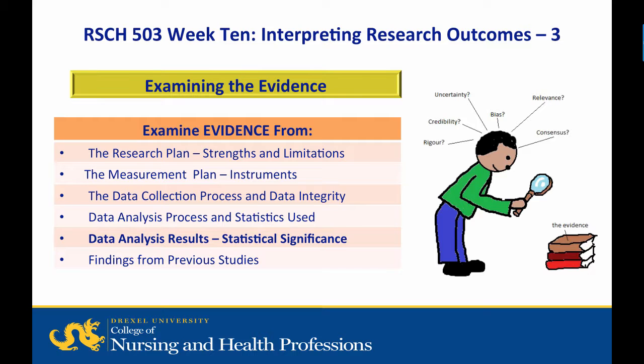The first step in interpretation is considering the evidence that supports or contradicts the validity of the study's findings related to the research purpose and objectives, questions, or hypotheses. The investigator must examine the evidence concerning the study's validity. What were the strengths and limitations of the research plan? Was the research plan logical? Was the measurement plan strong? Did the instruments used to operationally define the variables have solid reliability and validity? Were the instruments conceptually appropriate for use in the study?